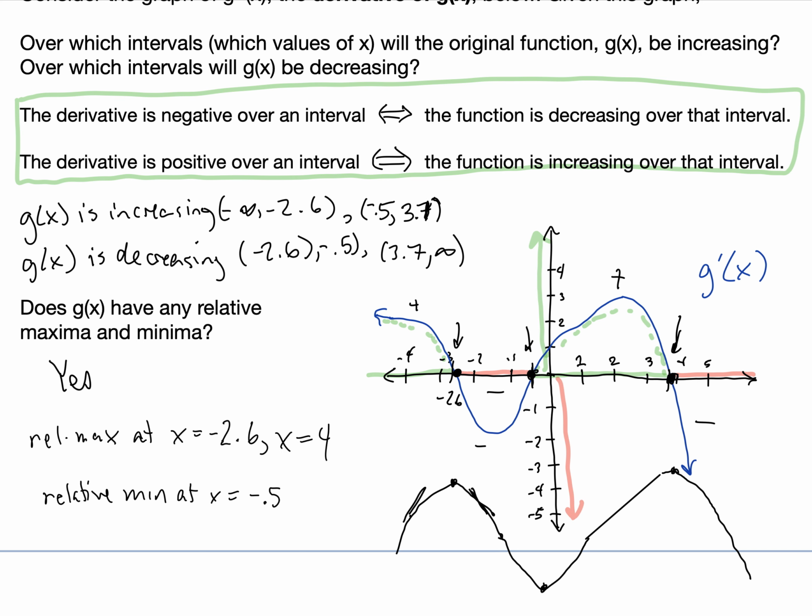So those are the x values at which we have relative maxes and mins for the original function based on where the derivative is positive or negative. We don't know the output values. We don't know what g of negative 2.6, etc. is because we don't know what the original function was. We just know there is a relative max at those 2 points and a relative min at that one point.